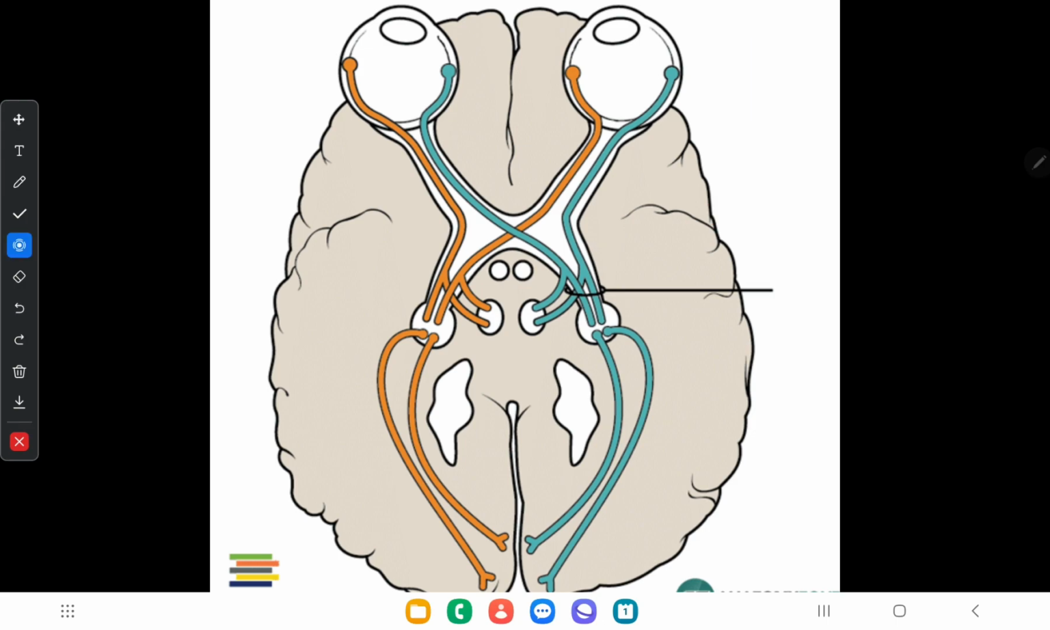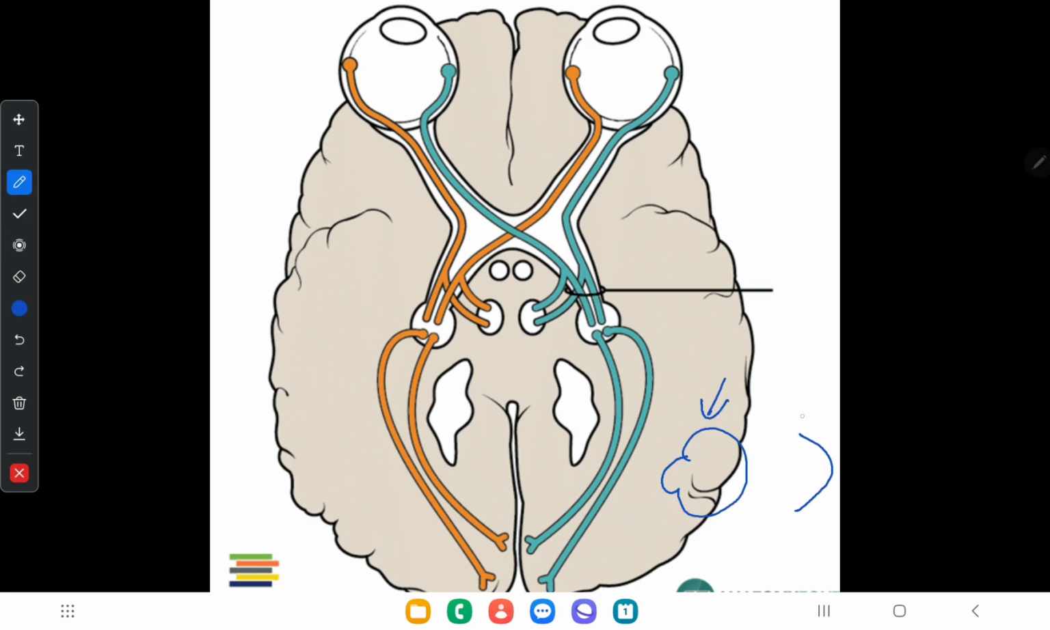Then the optic radiation. It extends from the lateral geniculate body to the visual cortex. To reach the visual cortex, it passes through the retrolentiform part of the internal capsule as well. Upper fibers of the optic radiation sweep directly backwards and end in the cuneus in the upper lip of the calcarine sulcus. These fibers carry impulses from the superior retinal quadrants representing the inferior visual field.